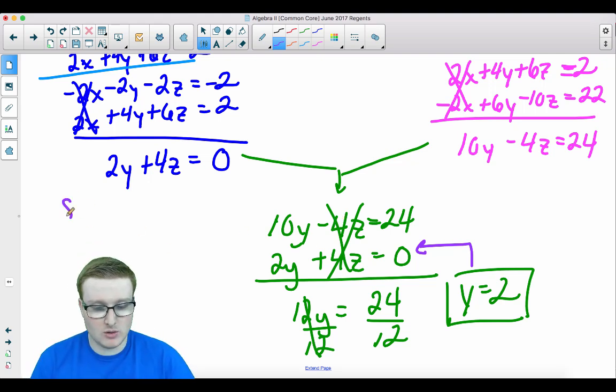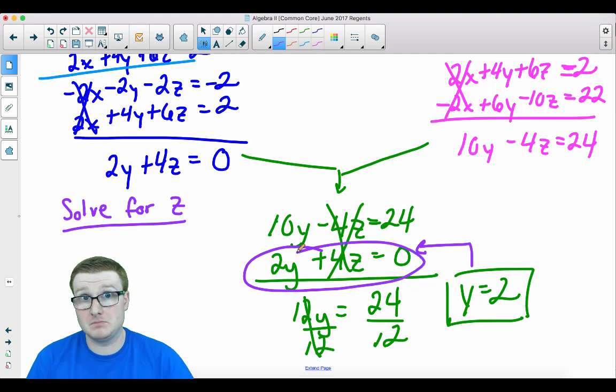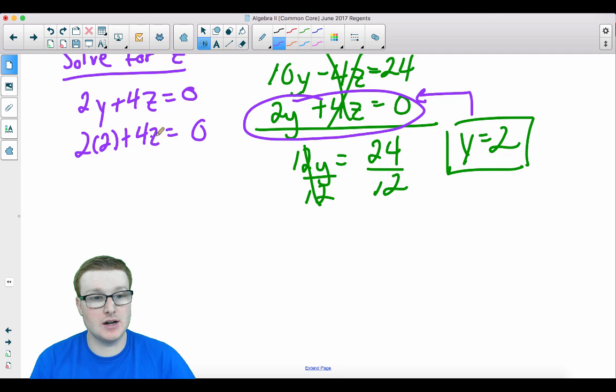So I am now going to solve for z. Why am I solving for z? Because that's what I have left in here. So we have 2y plus 4z equals 0. I'm going to take that 2 and plug it in. 2 times 2 plus 4z equals 0. 2 times 2 is 4 plus 4z equals 0.